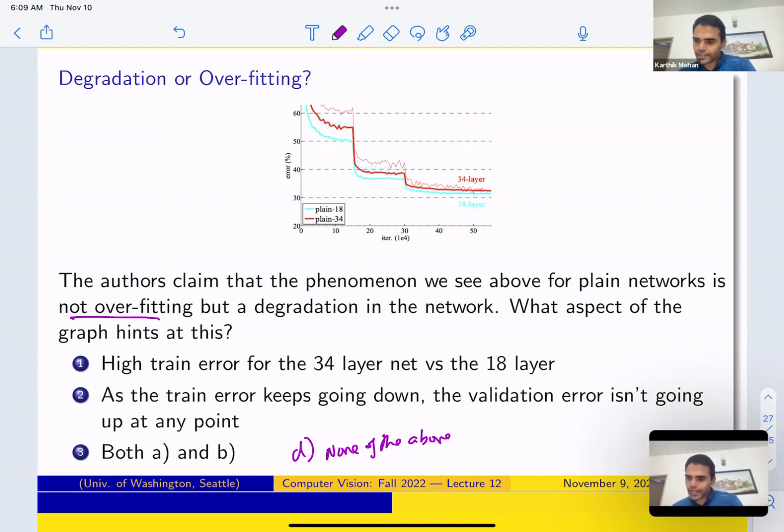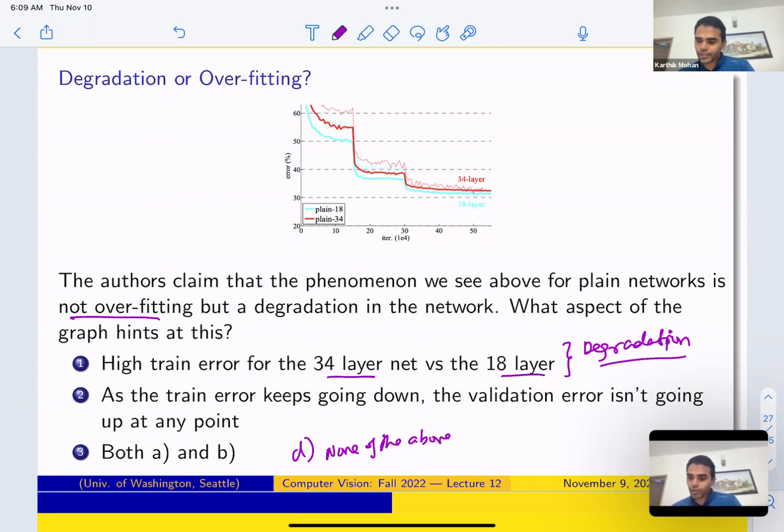When you have a high train error for the 34 layer model versus the 18 layer, this is what is referred to as degradation. Why are you performing worse? Because I have a more sophisticated model, so I should be performing better. So that explains degradation.